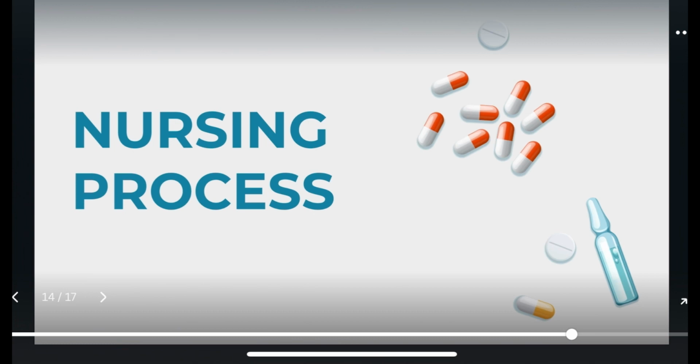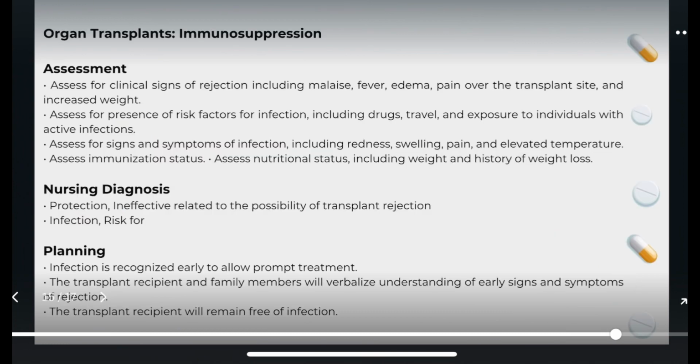For the nursing process, assessment: assess for clinical signs of rejection, including malaise, fever, edema, pain over the transplant site, and increased weight. Assess for presence of risk factors for infection, including drugs, travel, and exposure to individuals with active infections. Assess for signs and symptoms of infection, including redness, swelling, pain, and elevated temperature. Assess immunization status. Assess nutritional status, including weight and history of weight loss.